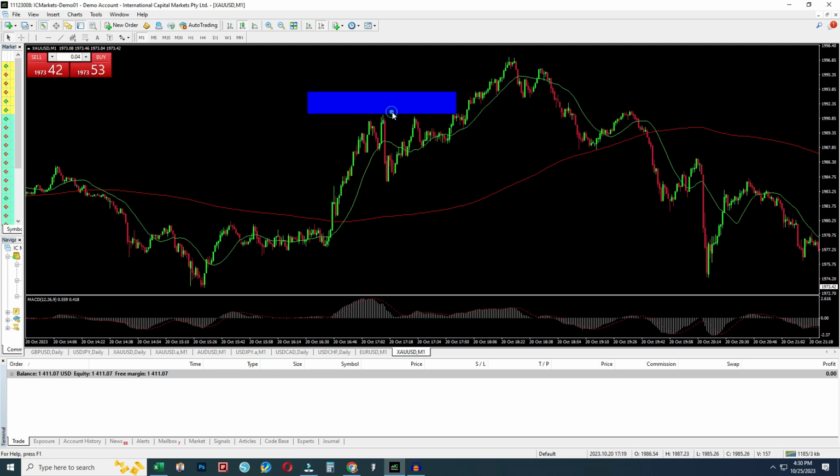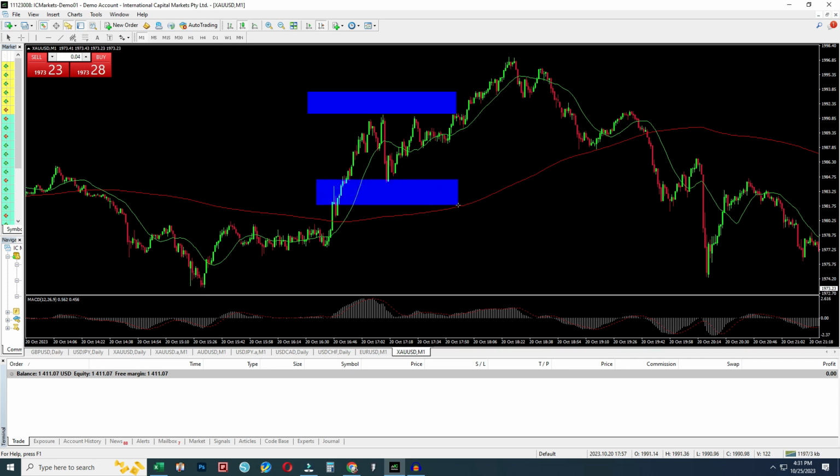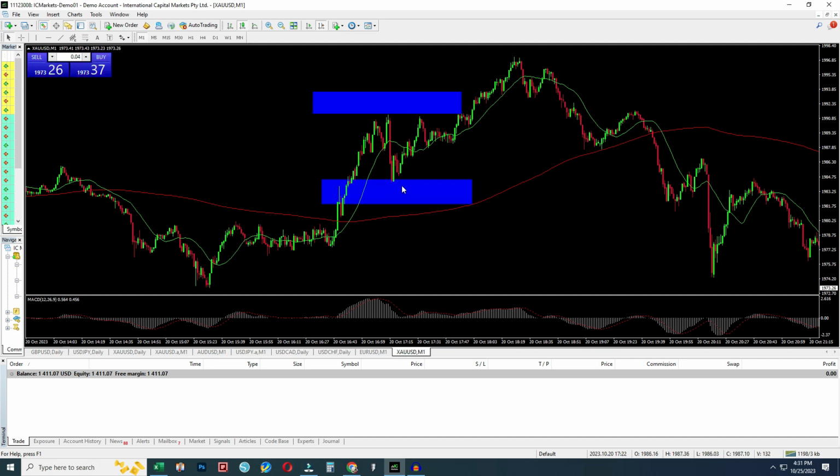You are in the right location when you open your sell position, but when it went down, you're expecting that the price will meet the 200 moving average, but unfortunately, this created a support instead of meeting the 200 moving average, and it bounced up.